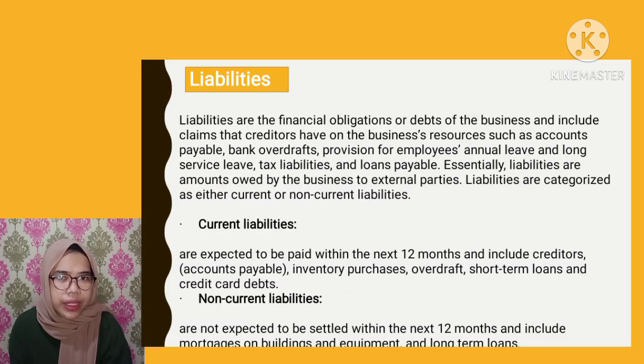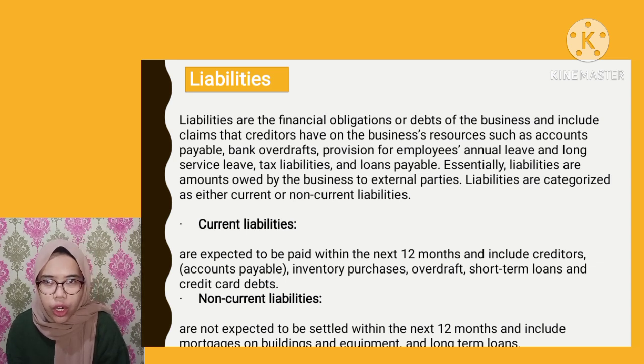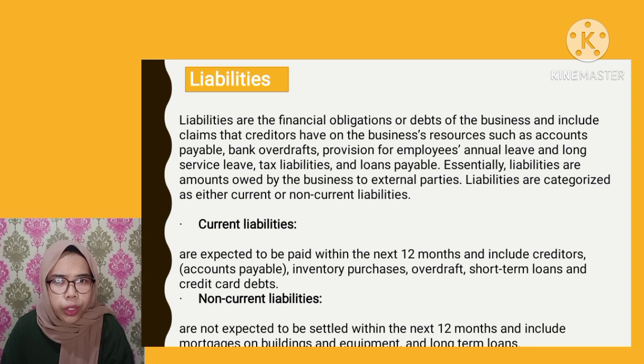Liabilities. Liabilities are the financial obligations or debts of the business and include claims that creditors have on the business resources, such as accounts payable, bank overdraft, provision for employees' annual leave and long service leave, tax liabilities, and loans payable. Essentially, liabilities are amounts owed by the business to external parties. Liabilities are categorized as either current or non-current liabilities.